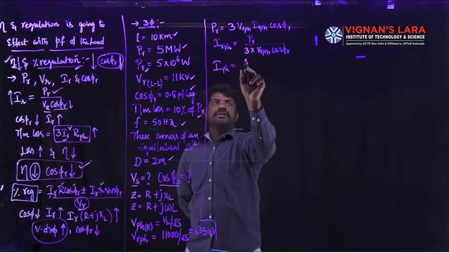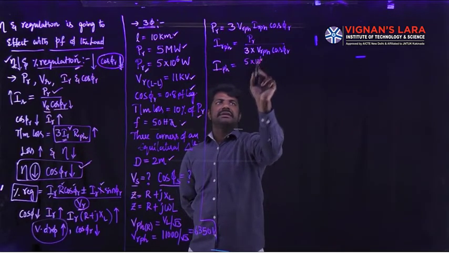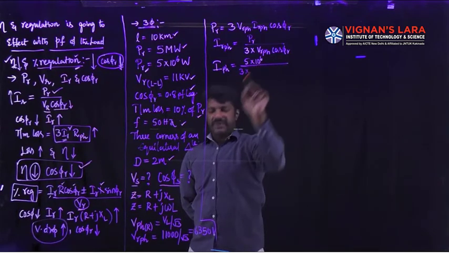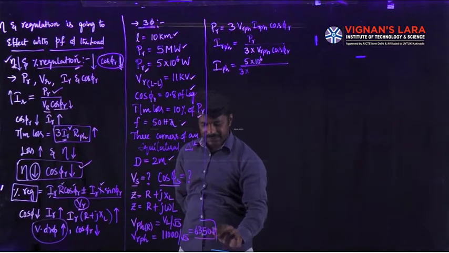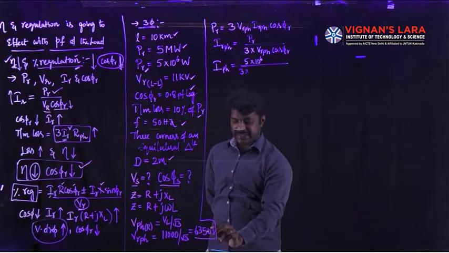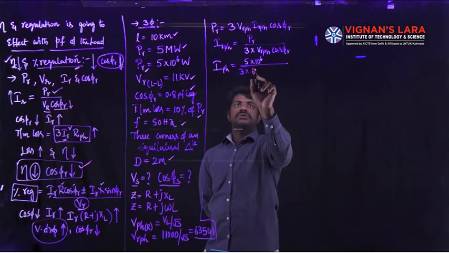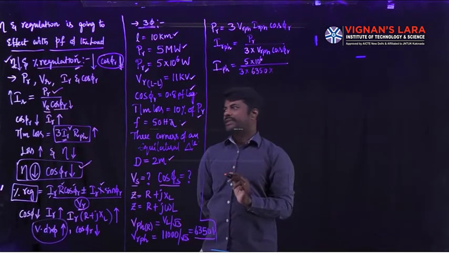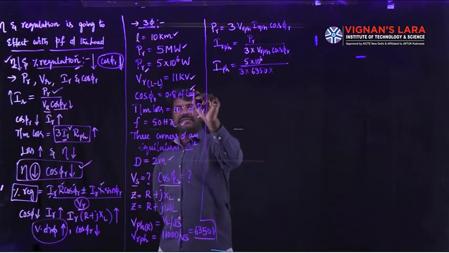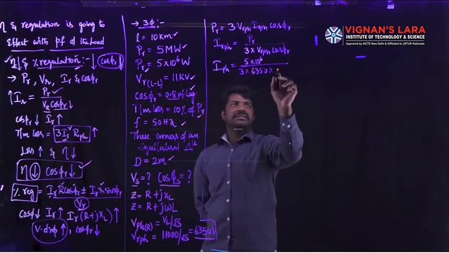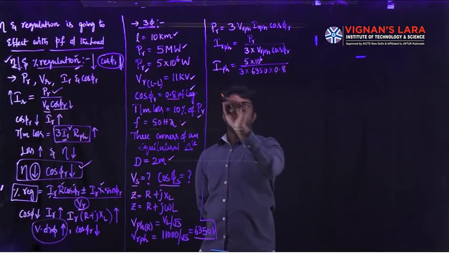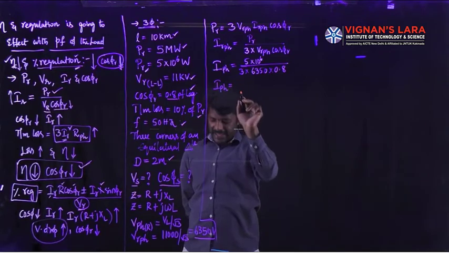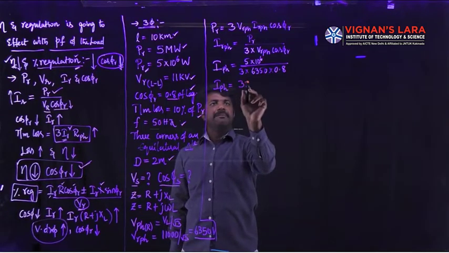The 3 phase power is 5 into 10 power 6 divided by 3 into receiving end voltage per phase. We calculated the receiving end voltage per phase value as 6350 volts. So 6350 per phase voltage multiplied by the power factor. Power factor of the transmission line is given, it is 0.8. Therefore, I substitute here 0.8. On simplifying in the calculator, you will get the magnitude of the current per phase as 328 amperes.